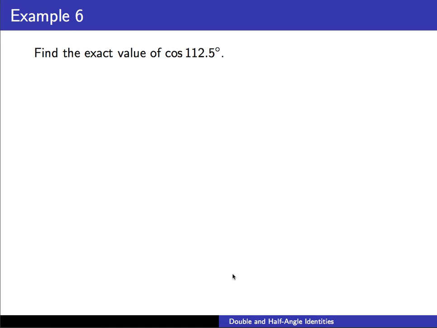Example 6, find the exact value of the cosine of 112.5 degrees. First of all, 112.5 degrees is in our second quadrant where cosine is negative, so our final answer should be negative. Now, we could type in cosine of 112.5 degrees in our calculator. It'll give us a negative decimal approximation, but we want the exact value. The good news is we can test our answer by putting it into our calculator and seeing if it gives us that same negative decimal approximation.